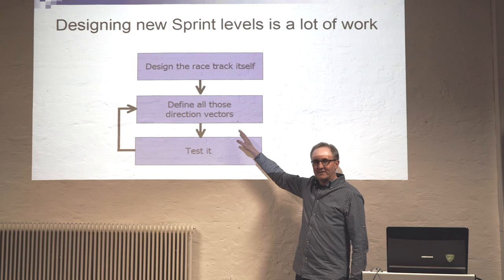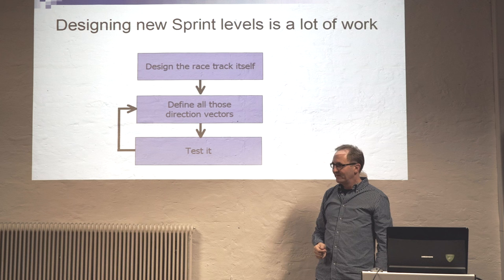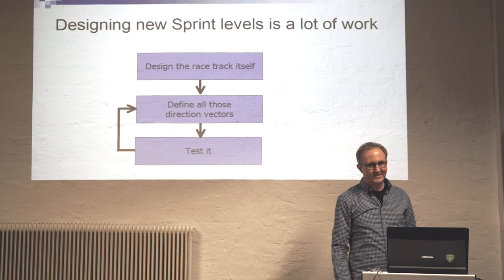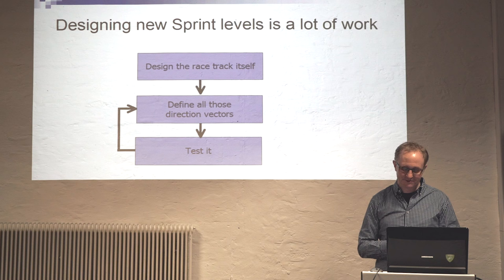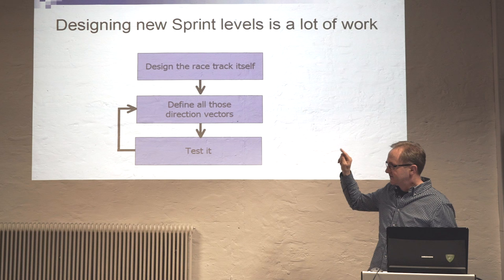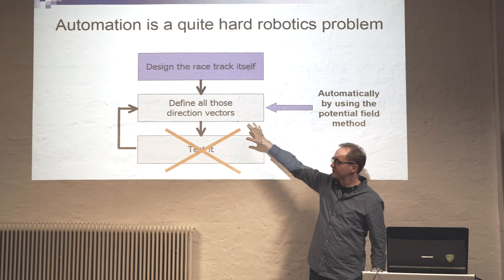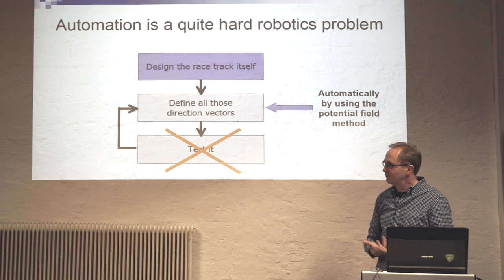Then you try it out, and maybe the cars don't move in that smooth way as you thought, and you have to change them again and try again and always like that. And the worst thing, if you change the design of the track, many arrows have to be drawn anew, more or less from the beginning. So I said, isn't it possible that I just design the track and let the computer do the arrow drawing? So that we have some automatic program which is given the racetrack and then computes all the little direction vectors, which turned out to be a quite hard task.